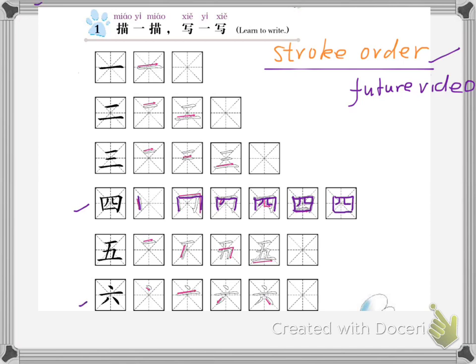Another example, 6. This is the first stroke. This is the second stroke. This is the third stroke. And this is the fourth stroke.